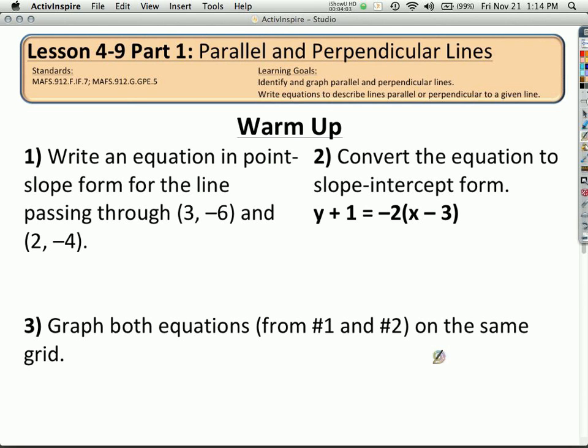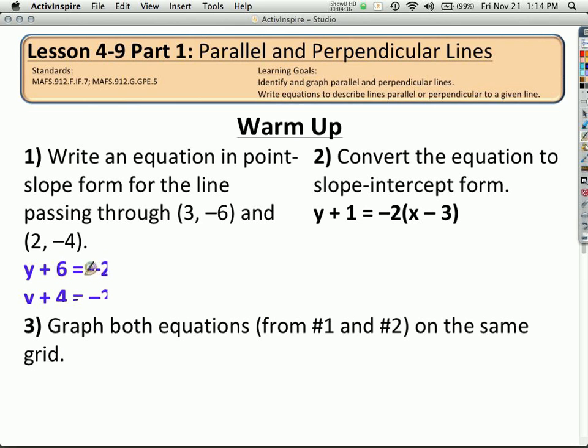Number 1, I have student number 12, 9, and 8. Student number 12, what did you put? For one, y plus 6 equals negative 4 parentheses x subtract. Okay, student number 9, what did you put? I got y plus 6 equals negative 2x. So I think that was the same thing he said. I'm not sure. Student number 8, what did you put? y plus 6 equals negative 2 parentheses.